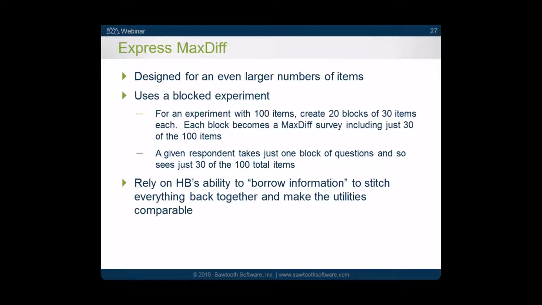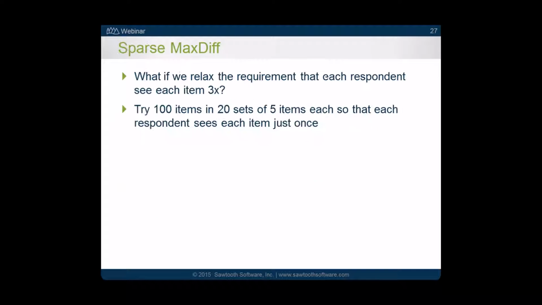Whereas another person taking the study sees a different set of 30 items. And what we rely on here is the hierarchical Bayes' ability to borrow information to stitch everything back together and give us a comparable set of utilities. There's a bit of a leap of faith involved here.